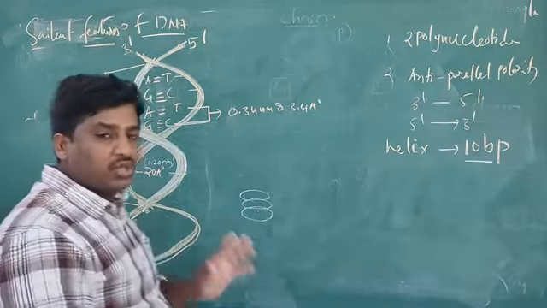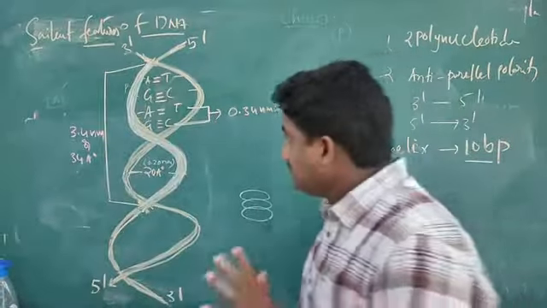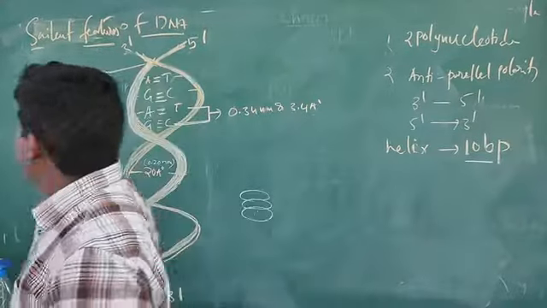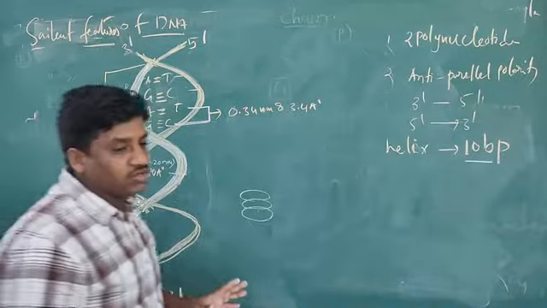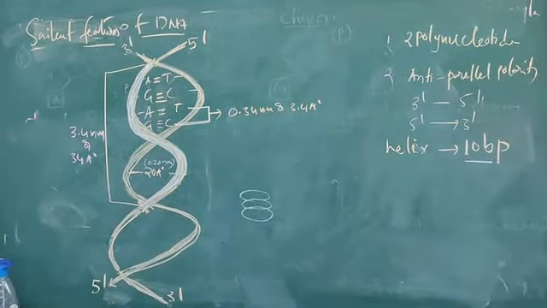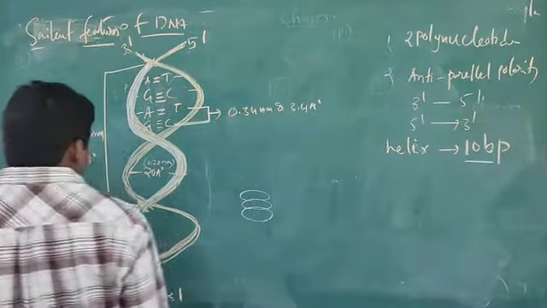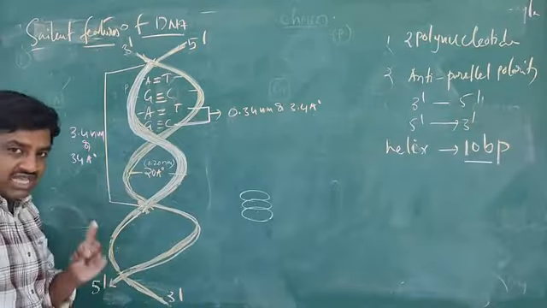It gives stability to the DNA. That's it. These are the salient features of DNA. These are very important from the 5 marks question point of view. So once again, see the salient features of DNA. I will repeat.